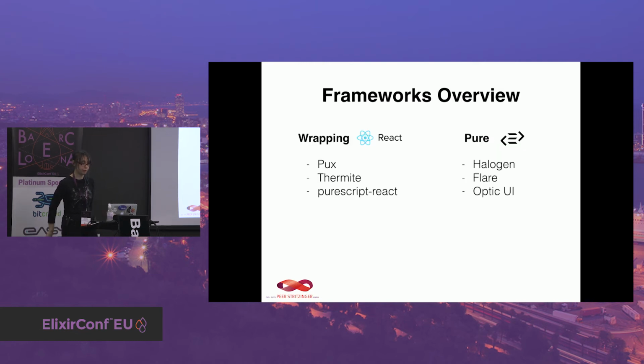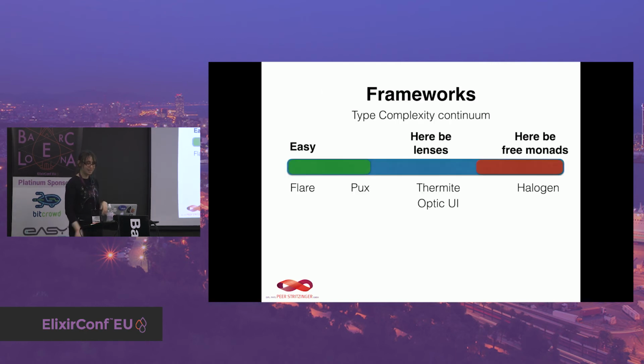So I'll do a bit of a frameworks overview, dividing them by those that wrap React and those that don't, and also by type complexity. So this is a type complexity continuum. And on the easy end, we have Flare and Pux. Pux is basically the Elm architecture. And then there are lenses, and then there are dragons, which means free monads, on the other end with Halogen.